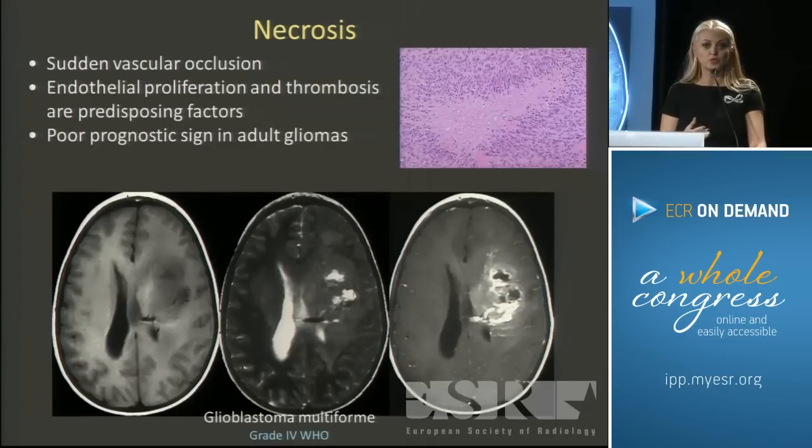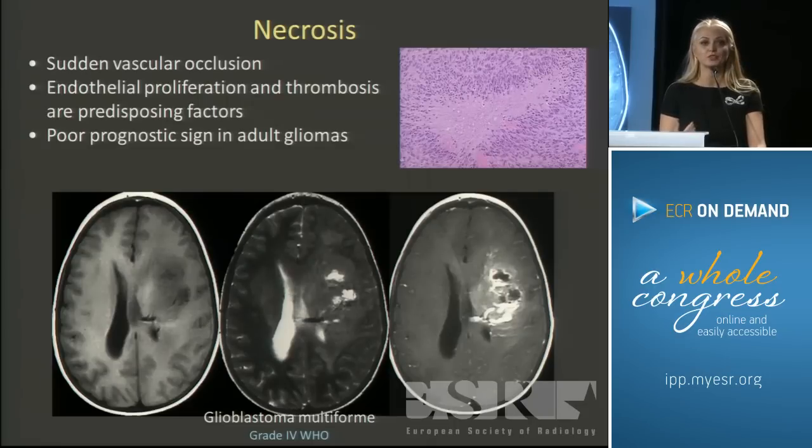Necrosis. Necrosis is usually a bad sign. It's a sign of malignant tumors, and it happens due to sudden occlusions of vessels. So we have a malignant tumor, vessels, and then thrombosis, which are predisposing factors. It is a poor prognostic sign.